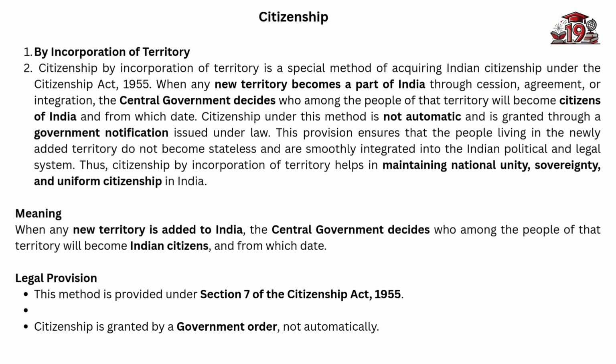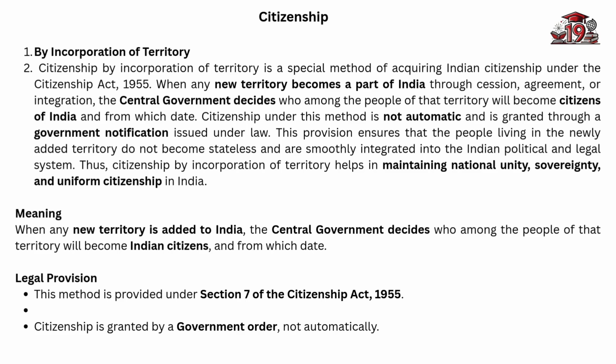By incorporation of territory. Citizenship by incorporation of territory is a special method of acquiring Indian citizenship under the Citizenship Act, 1955. When any new territory becomes a part of India through cession, agreement, or integration, the central government decides who among the people of that territory will become citizens of India and from which date.